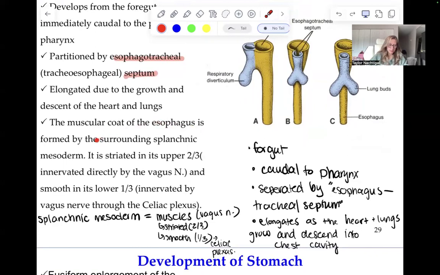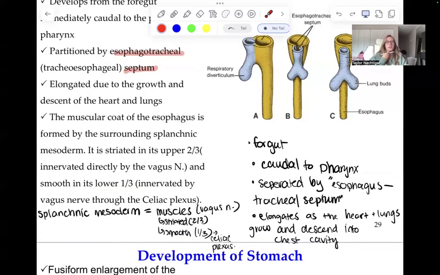The muscular coat of the esophagus is formed by the surrounding splanchnic mesoderm. It is striated in the upper 2/3, innervated by the vagus nerve, and smooth in the lower 1/3, which we've learned in previous lectures. So the upper 2/3 are striated muscle, and the lower 1/3 of the esophagus is going to be smooth muscle. So we have voluntary control basically of the first little bit, but then reflexes take over and smooth muscle kicks in when we swallow.